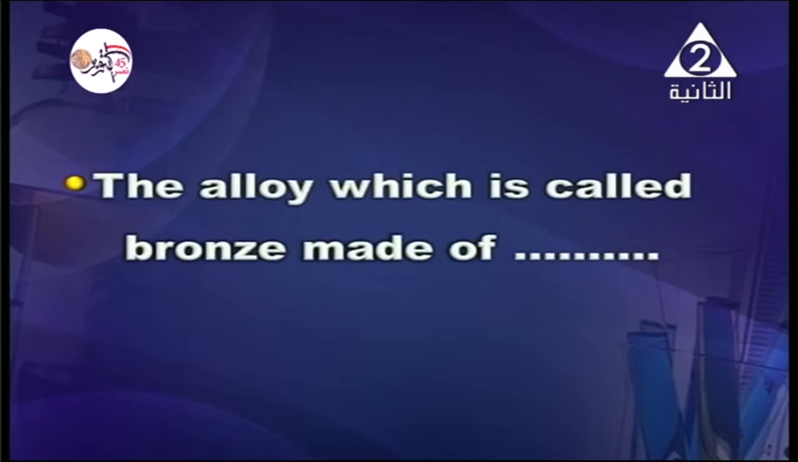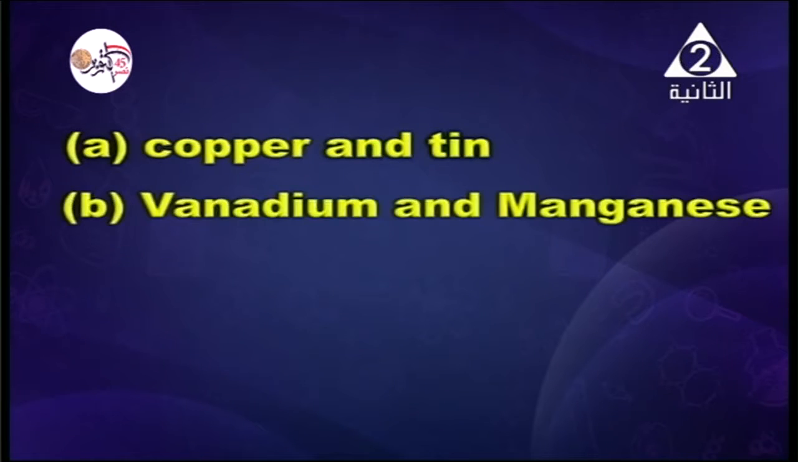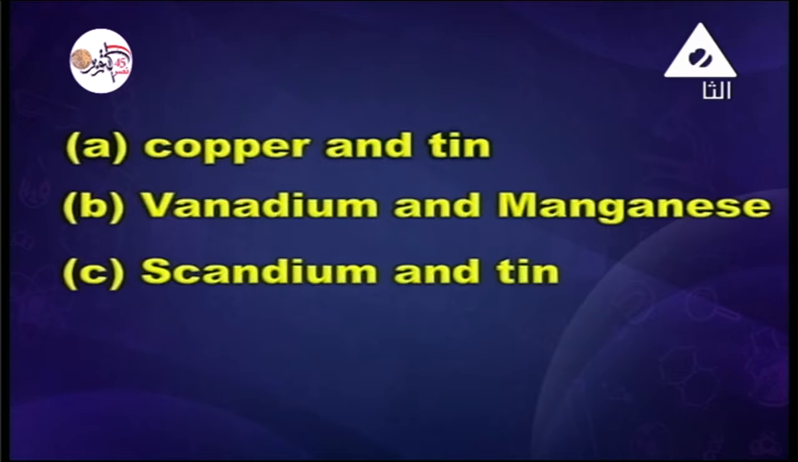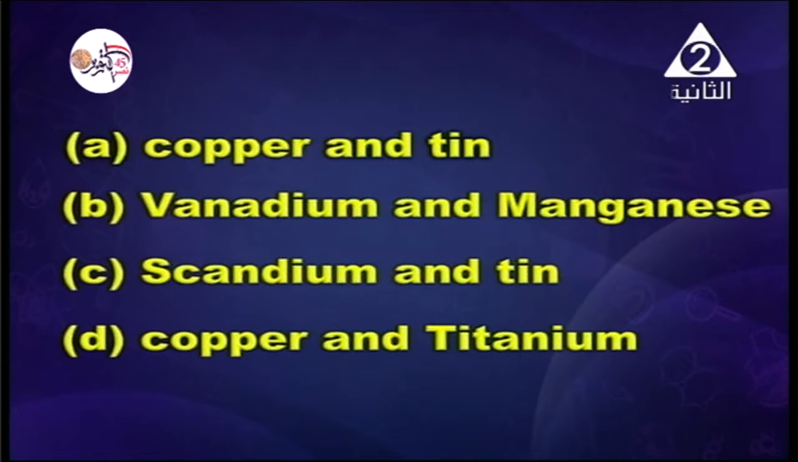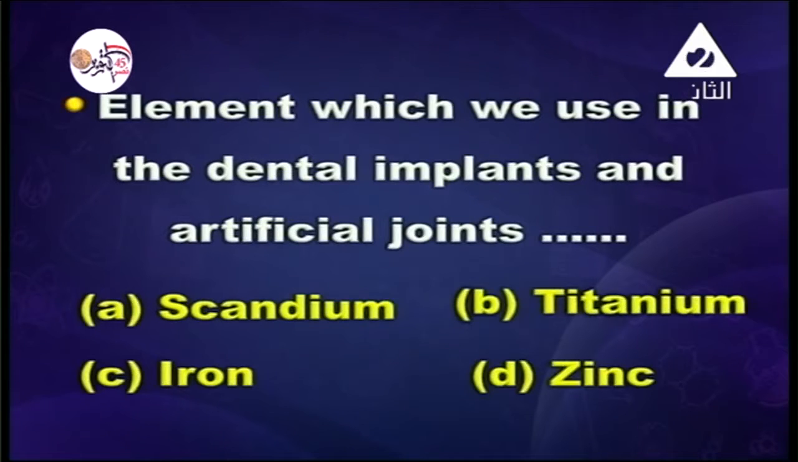Next point, the alloy which is called bronze is made of what? Copper and tin, vanadium and manganese, scandium and tin, copper and titanium. Yes, it will be copper and tin. Next point, element which we use in dental implants and artificial joints. Is it scandium, titanium, iron, zinc? Yes, it will be titanium.